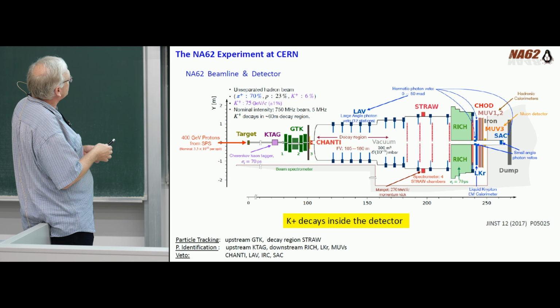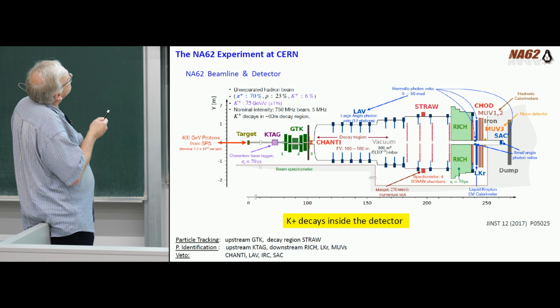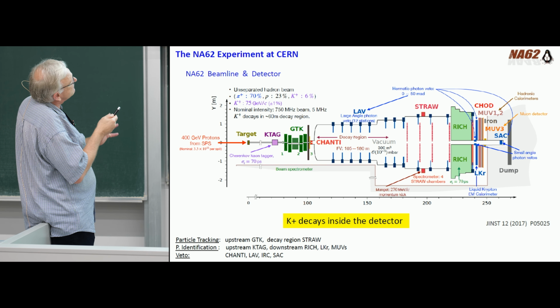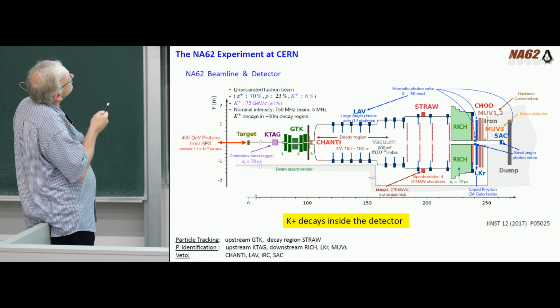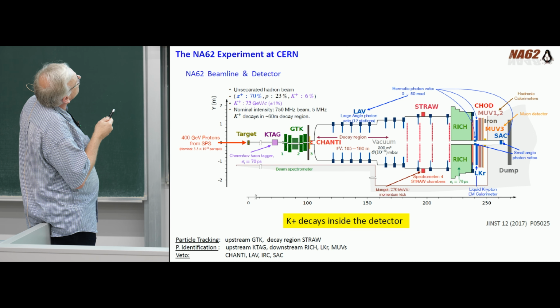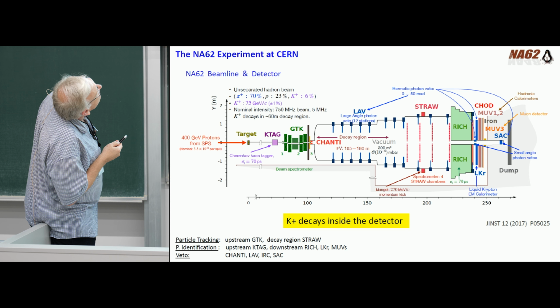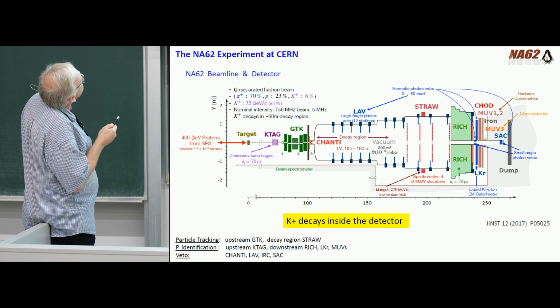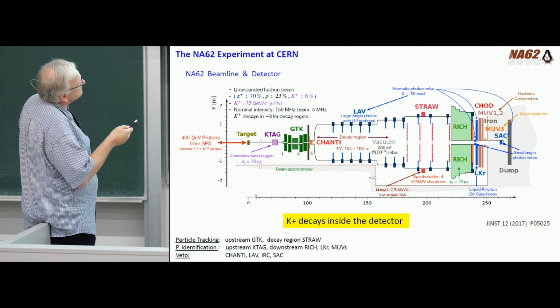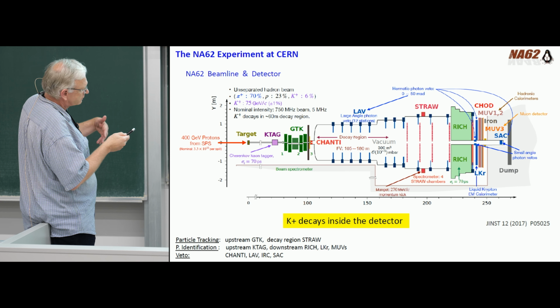Okay. So this is the experimental setup from left to right. There is a beryllium target which produces something like 70% pions, 23% protons, and just 6% kaons. And this is what we like, or this is what we need. The 75 GeV kaons are selected by the magnetic field, and the rate is like 5 megahertz of kaons in this decay region. So this is the vacuum decay region where these kaons, if they are decaying in flight, then we have a chance to register the decay products.